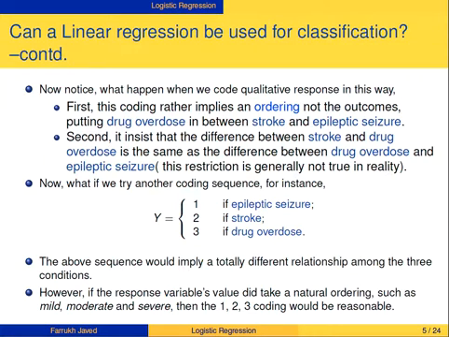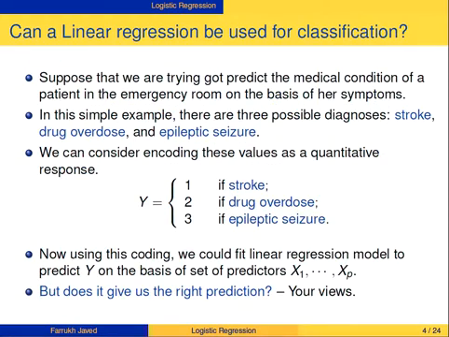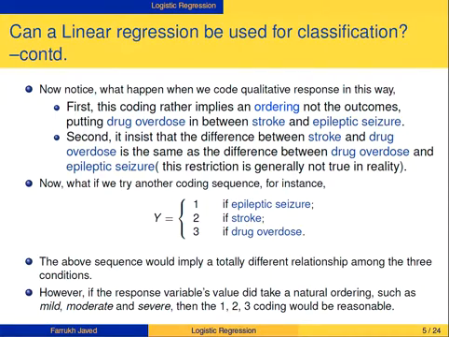Now, it insists that the difference between stroke and drug overdose is the same as the difference between drug overdose and epileptic seizure. Now go back and see. Stroke was defined as 1 and drug overdose was defined as 2, right? So 2 minus 1 is 1, right? Similarly, epileptic seizure was defined as 3 and drug overdose was defined as 2. Again, the difference is 1.